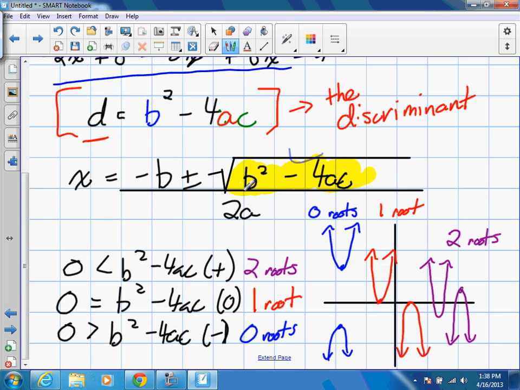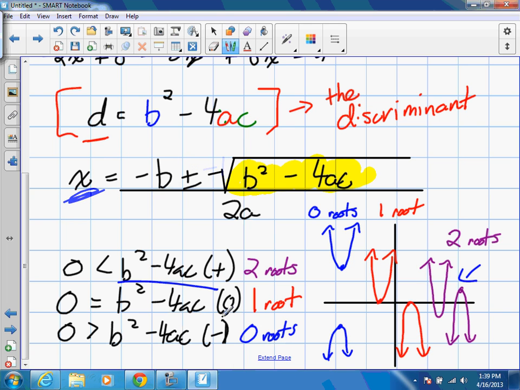The reason when this is greater than 0, we'll have two roots. Okay? So let's think of a number greater than 0. Who can give me an example? 1. Perfect. So if we were to find the square root of 1, we would have two answers. We'll have a positive 1 and a negative 1, which will give us two x-intercepts in the end. Hence why if this is larger than 0, we get two roots.